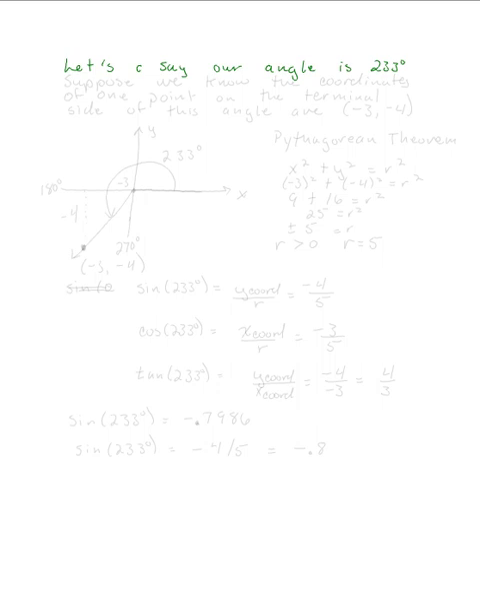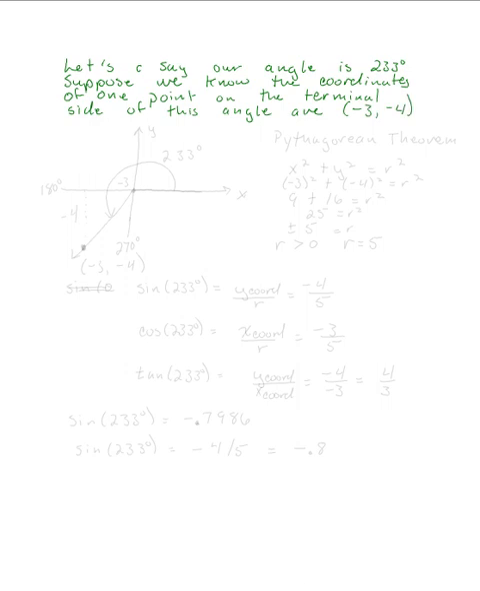So suppose we know the coordinates of one point on the terminal side of this angle are -3, -4.